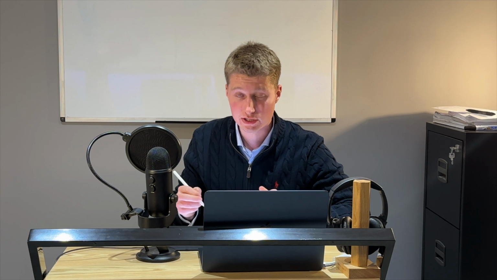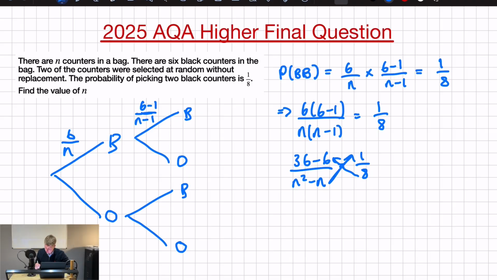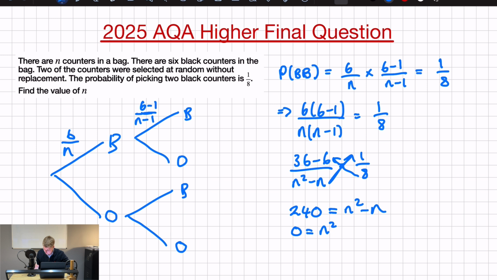Now to solve equations separated by an equal sign, we use cross multiplication. So 36 minus 6 is 30, multiplied by 8 gives us 240. And then n squared minus n times 1 is just n squared minus n. So notice here we have a quadratic, and to solve quadratics, we need the quadratic equal to 0. So if we subtract 240 from either side, we get 0 is equal to n squared minus n minus 240.